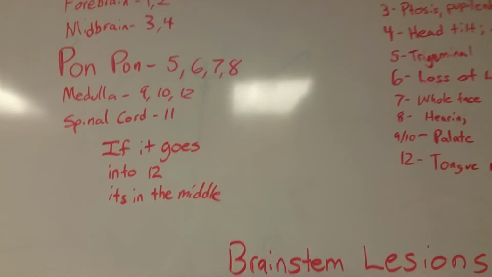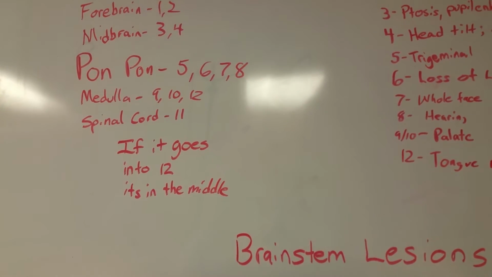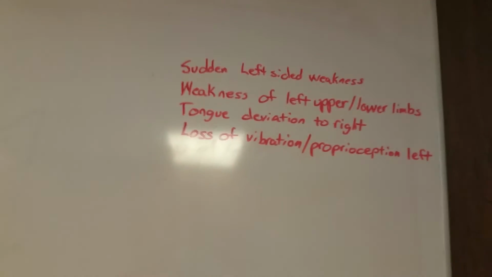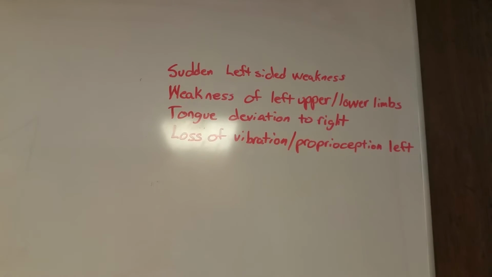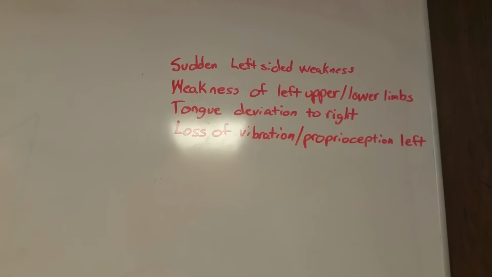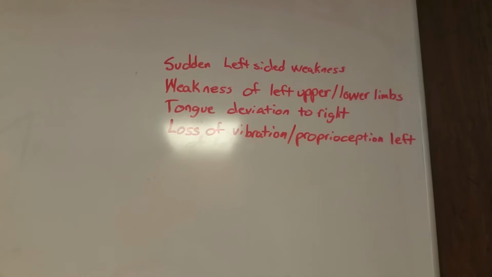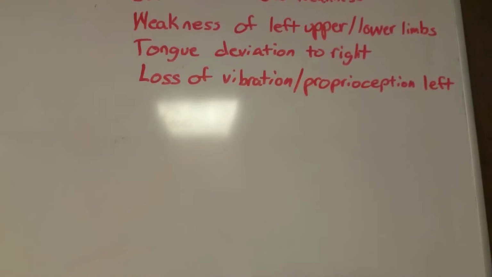So now we're going to see how you can do a question 10 times faster just knowing these facts. Okay, so this is our question we're given, and I just wrote the main things of it. A patient comes in with sudden left-sided weakness. They have weakness of the left upper and lower limbs, tongue deviation to the right, loss of vibration and proprioception on the left. And the question is, where is the lesion?